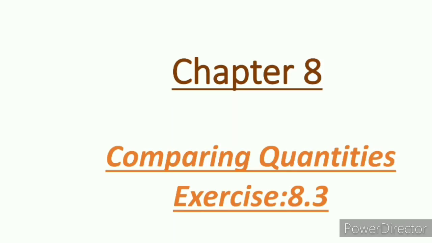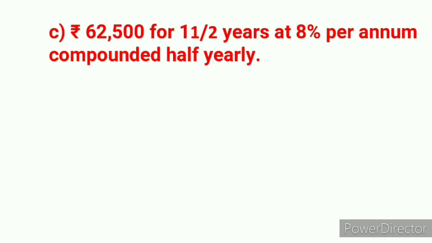Hello students, today's class we continue exercise 8.3 of chapter 8, comparing quantities. Yesterday we solved two parts of questions in the first domain about compounded annually. Today we'll see parts C, D, E, all three parts about compounded half yearly. It means once in 6 months they are adding the interest to the principal.